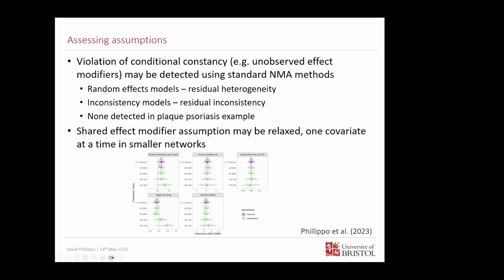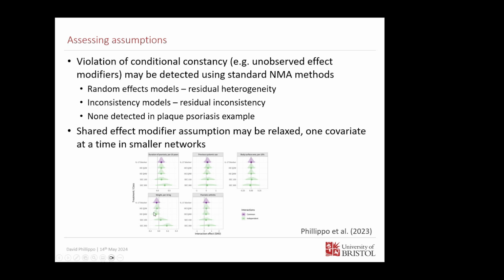And then in the green for each covariate in each facet, we have the split effects for each treatment. So here, duration of psoriasis, we have the overall interaction and then the separate interactions for each treatment. You can see that they are pretty similar. Same for most of these. There's perhaps some suggestion that this assumption might be invalid for weight.